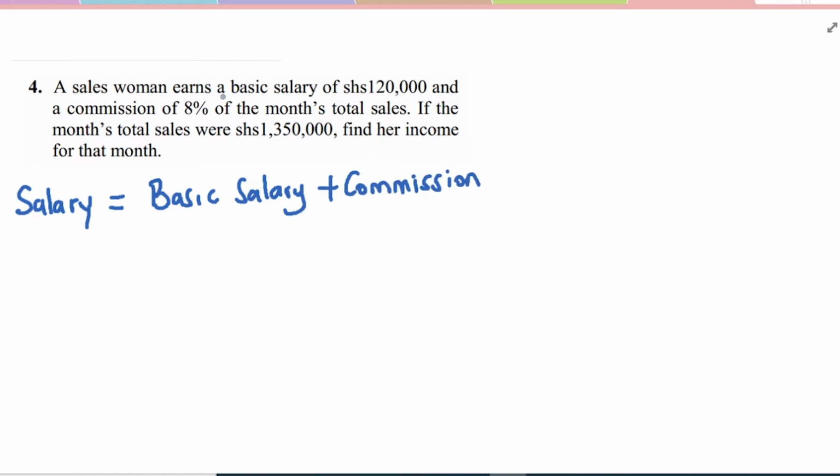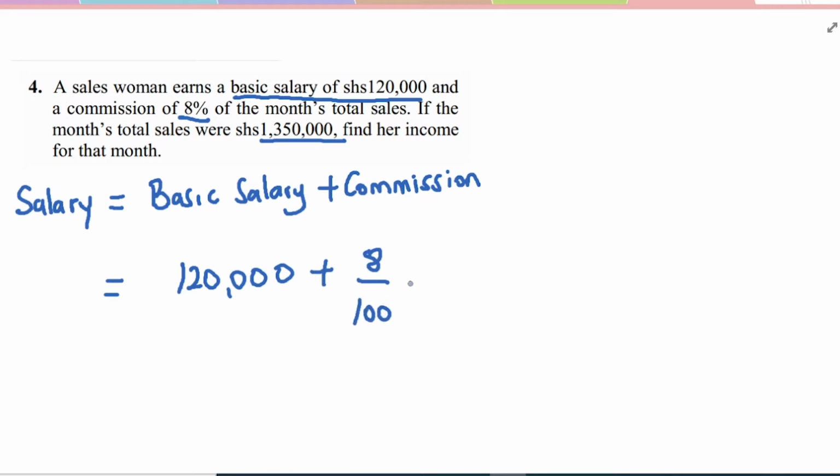So they're saying a saleswoman earns a basic salary of 120,000, meaning she earns that whether she makes sales or not. She's supposed to make 120,000. And she makes this plus a commission of 8% of the month's total sales. So if the month's total sales were this, find her income for the month. Meaning for the month, it's 120,000, the basic pay, plus the commission on the sales for that month. And the commission, they say, is 8%. So it's 8 over 100.